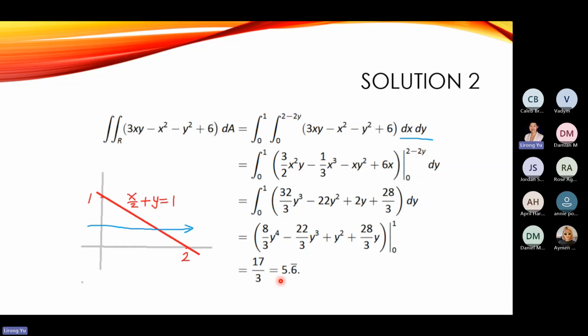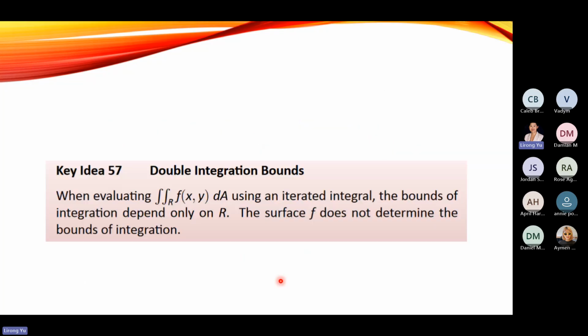This is using double integral for volume calculation. One of the things you already noticed as we were doing the double integration using the iterated integral is that the bounds of the integration depend only on the integration region R. So it doesn't affect the function f. The integration function does not change, and it does not determine the bounded integration region. Whatever it is, that's what you have to pick for your integration limit.